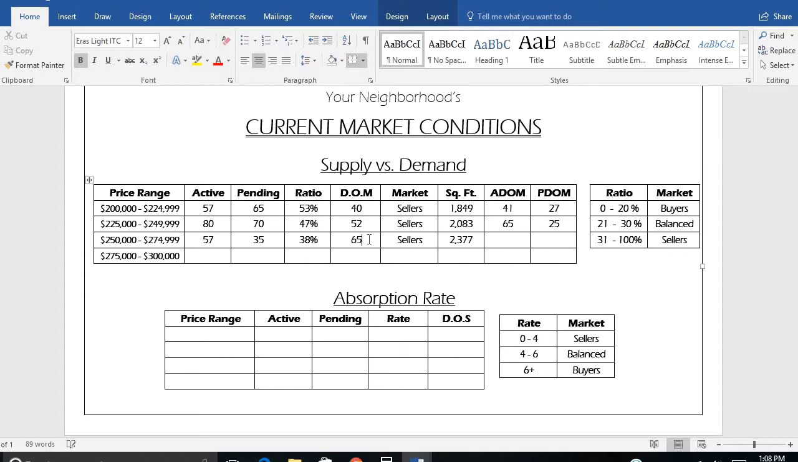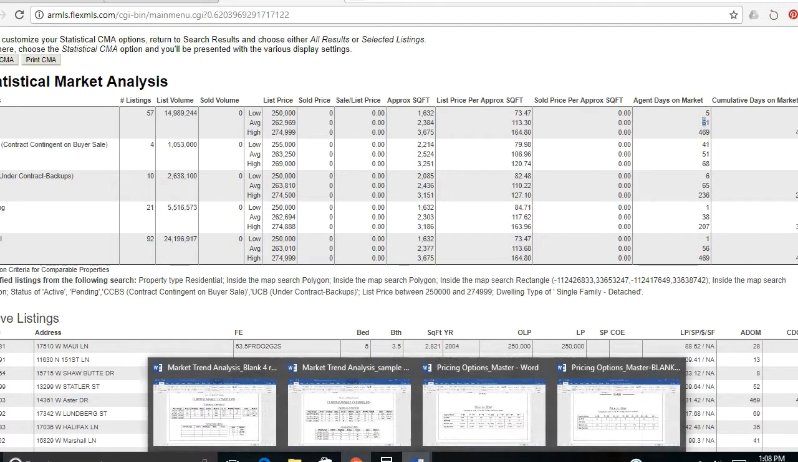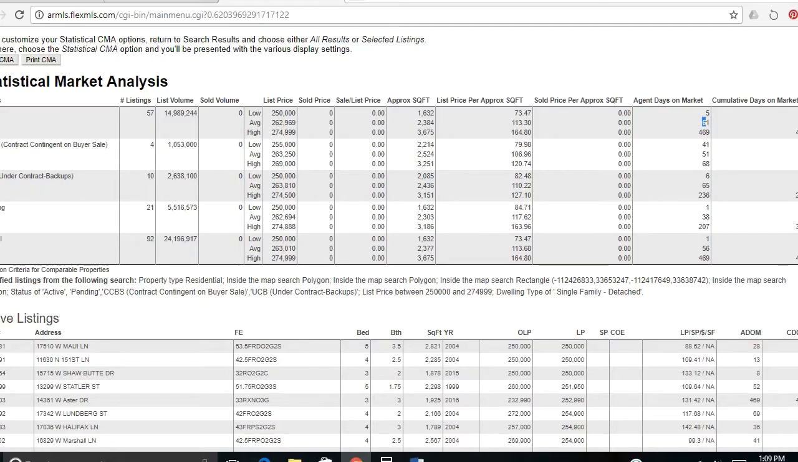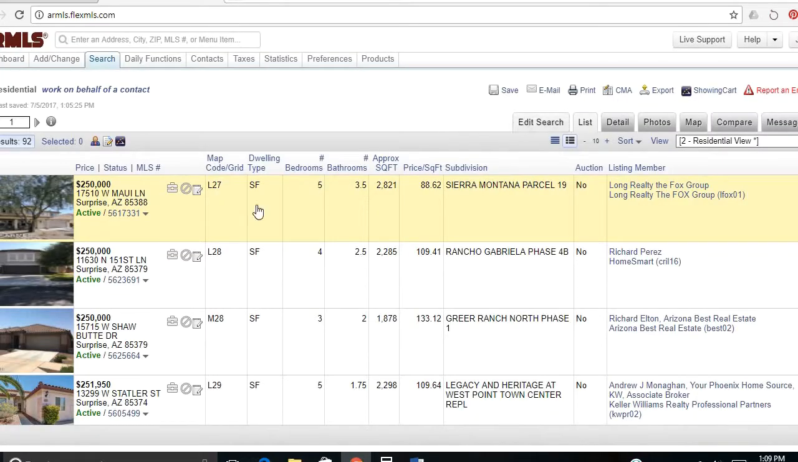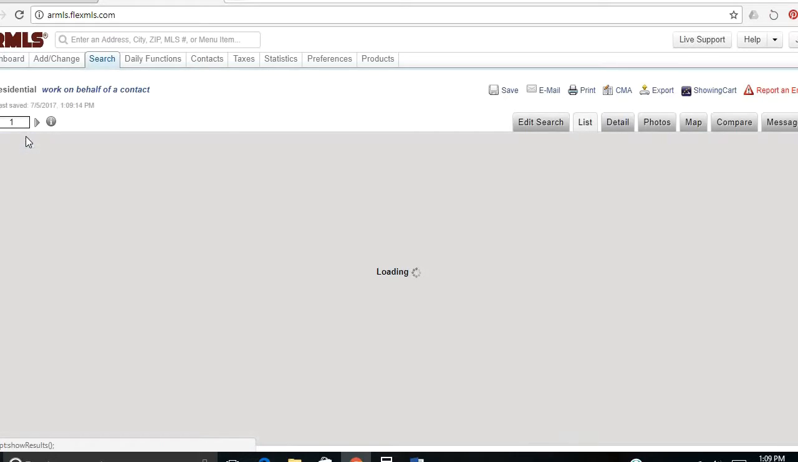And 56, was it? 61 days on market for the average and 38 for the pending. Okay, last bracket. I'm going to edit the price point. So 275 to round it up to 300. It's our last bracket. 94 results.